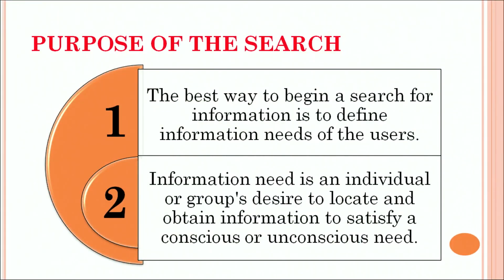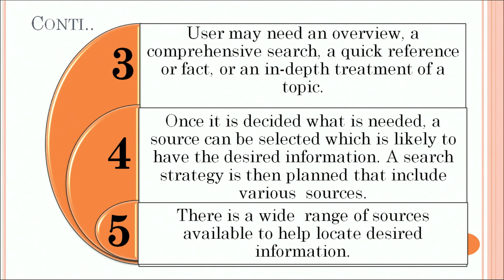Purpose of this search. Number one, the best way to begin a search for information is to define the information needs of the users. The information need is an individual or a group's desire to locate and obtain information to satisfy a conscious or an unconscious need. The user may need an overview, a comprehensive search, a quick reference or a fact, or in-depth treatment of a topic.